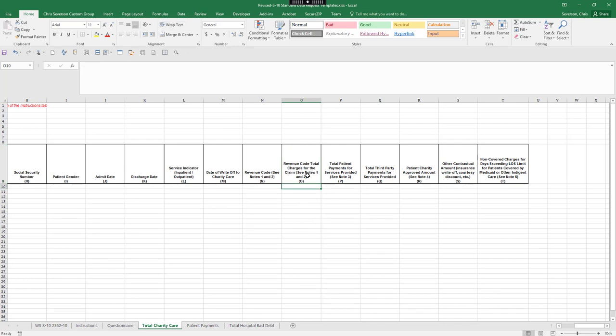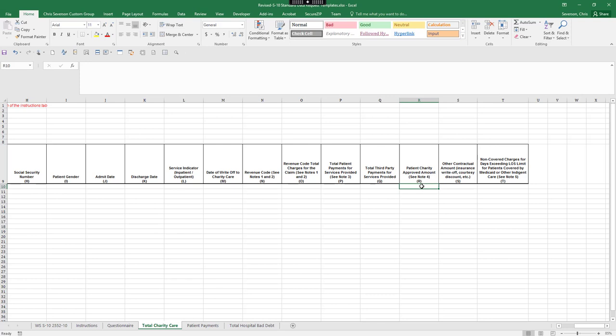If you do have to provide that revenue code detail because your professional and physician charges are commingled with the rest of the charges, then one particular claim might have multiple lines. Total patient payments. So out of these total charges, how much did the patient pay? What were any third-party payments? Again, column R is really what we're looking for.